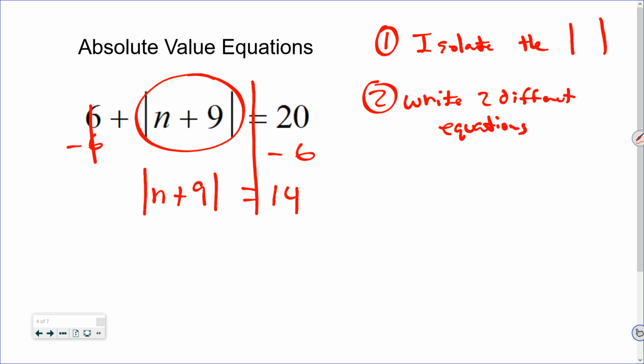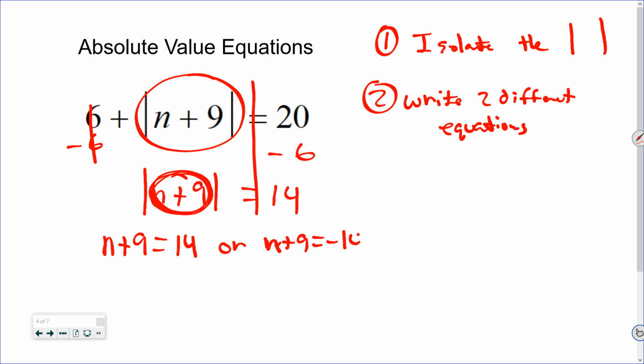Okay, so what we mean by that is we would be happy if n plus 9 equals 14. So write that without the absolute values. I'd be happy if n plus 9 equals 14, or I'd also be happy if n plus 9 equals negative 14. The reason why is because the absolute value of negative 14 is also a positive 14. So you write your two different cases.